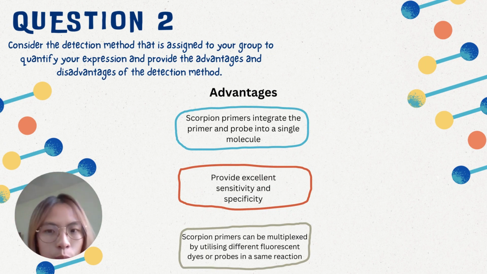Okay, so for question 2, consider the detection method that is assigned to your group to quantify your expression and provide the advantages and disadvantages of the detection method. In this case, I'll be talking about the advantages. Scorpion primers integrate the primers and probe into a single molecule. It provides excellent sensitivity and specificity. Scorpion primers can be multiplexed by utilizing different fluorescent dyes or probes in the same reaction.